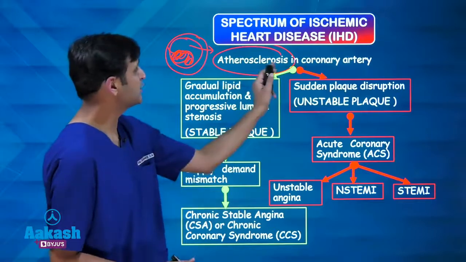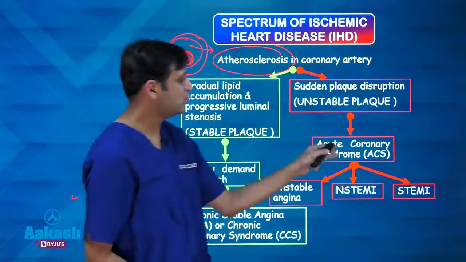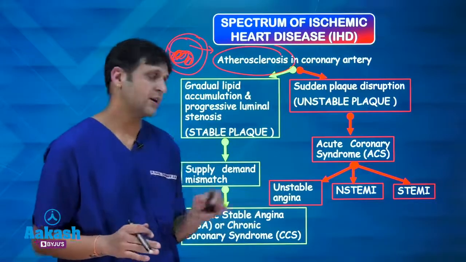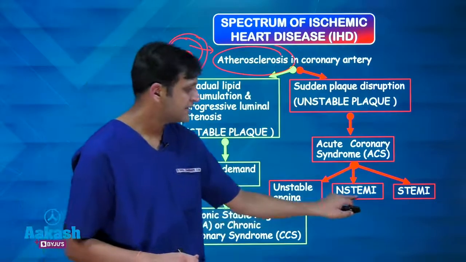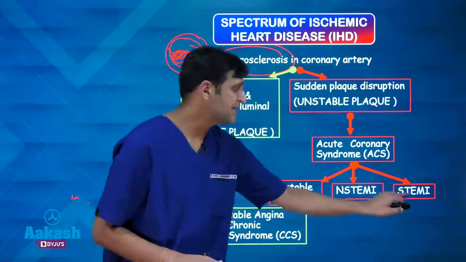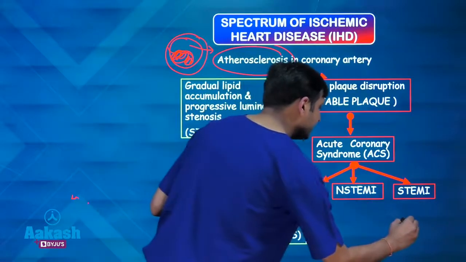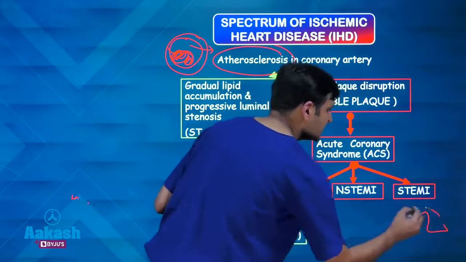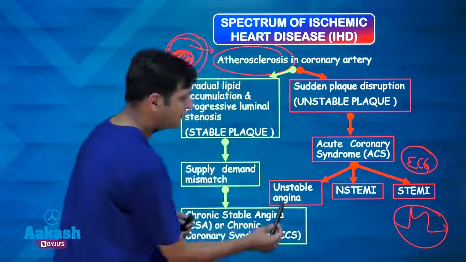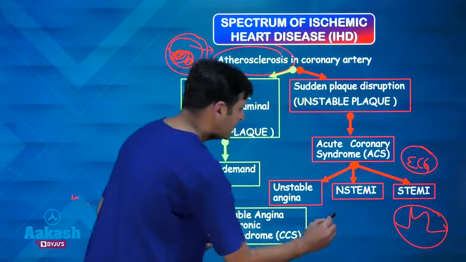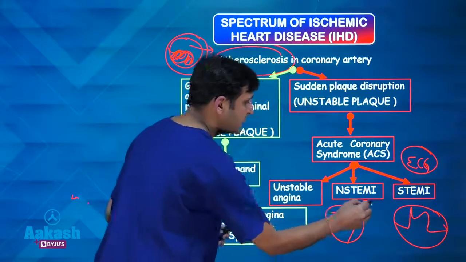Now the same atherosclerotic plaque can suddenly rupture and give rise to what is known as an acute coronary syndrome. Acute coronary syndrome manifests as either unstable angina, non-ST elevation myocardial infarction, or ST elevation myocardial infarction. What is ST elevation myocardial infarction? When you have ST elevation in the ECG. So this you can diagnose based on ECG. Now, how do you differentiate unstable angina and NSTEMI? It is based on troponin, the cardiac enzymes. So if troponin is positive, it is NSTEMI.